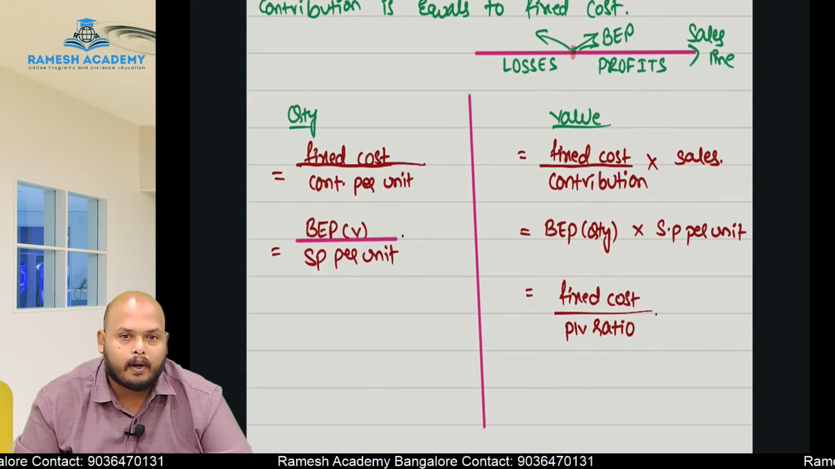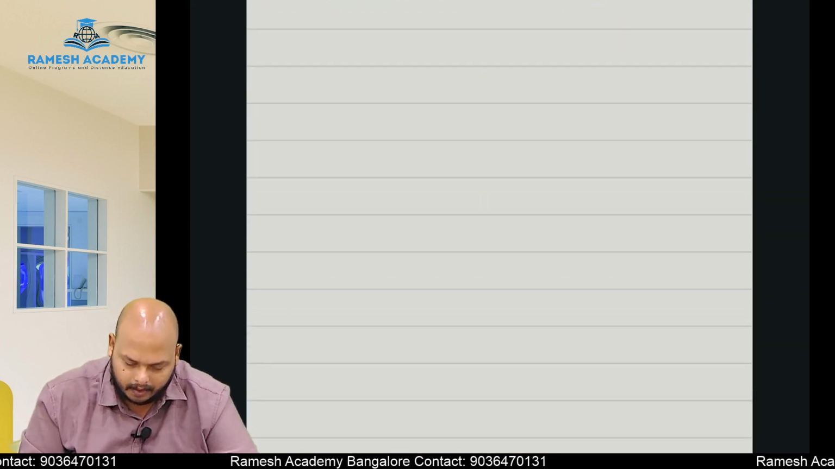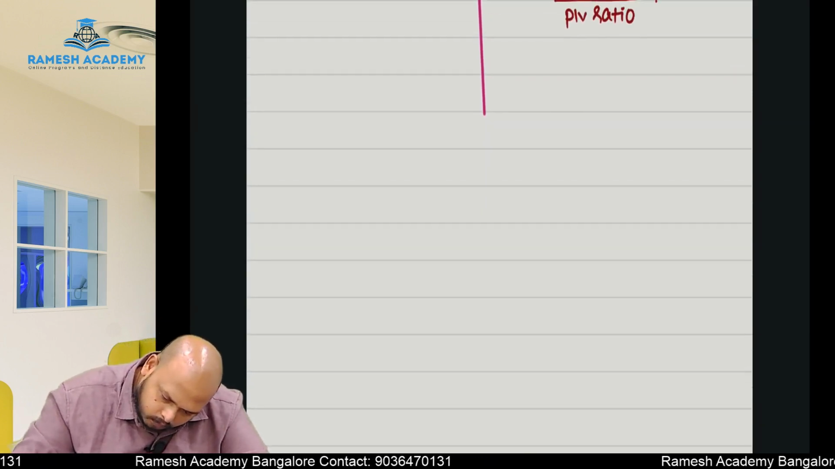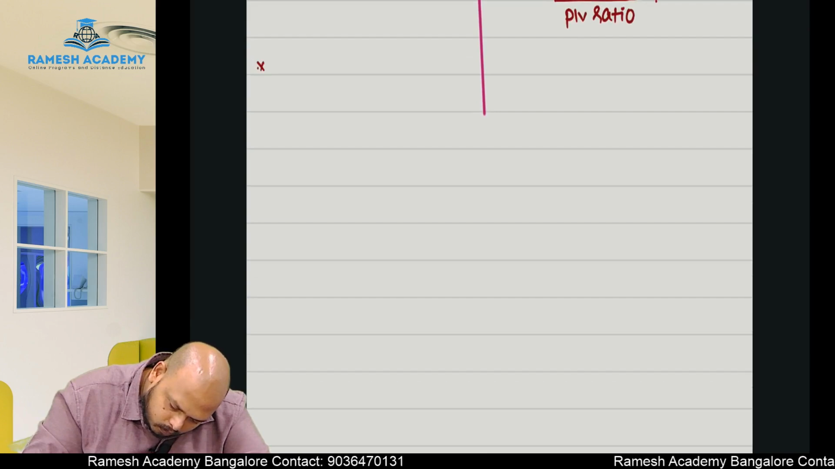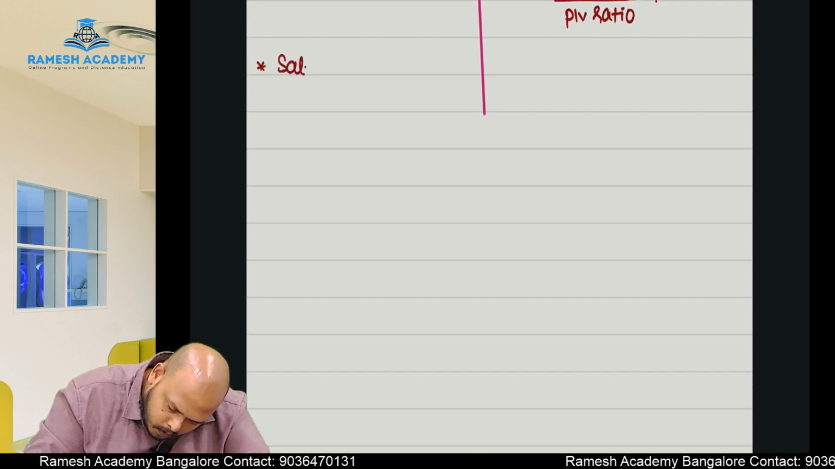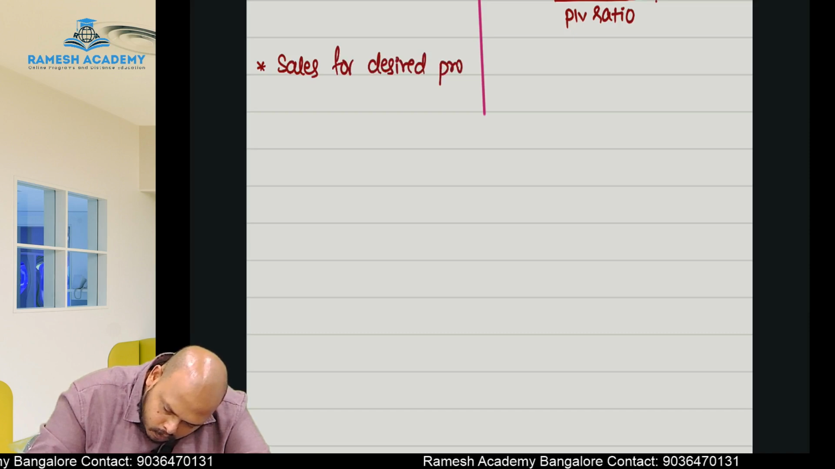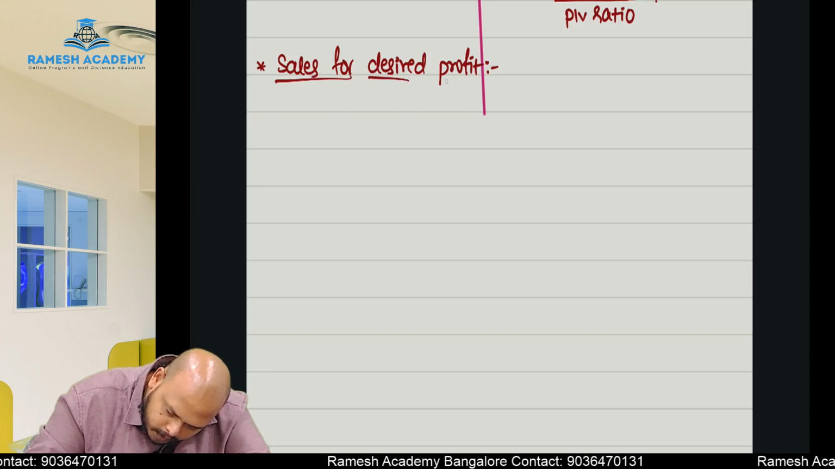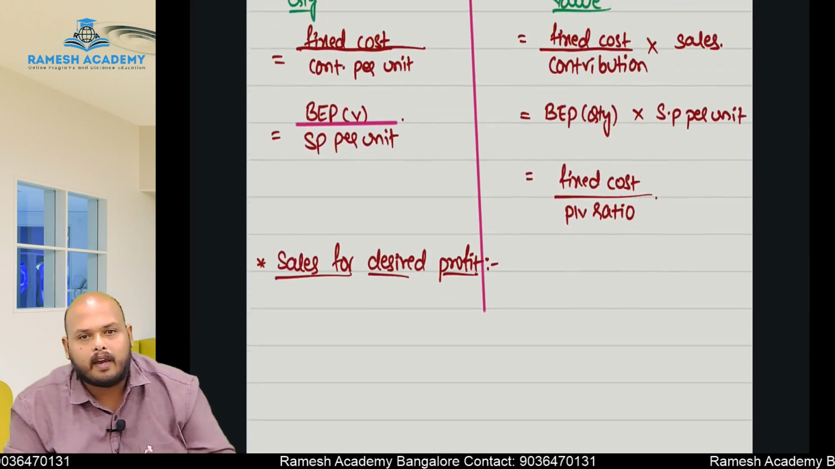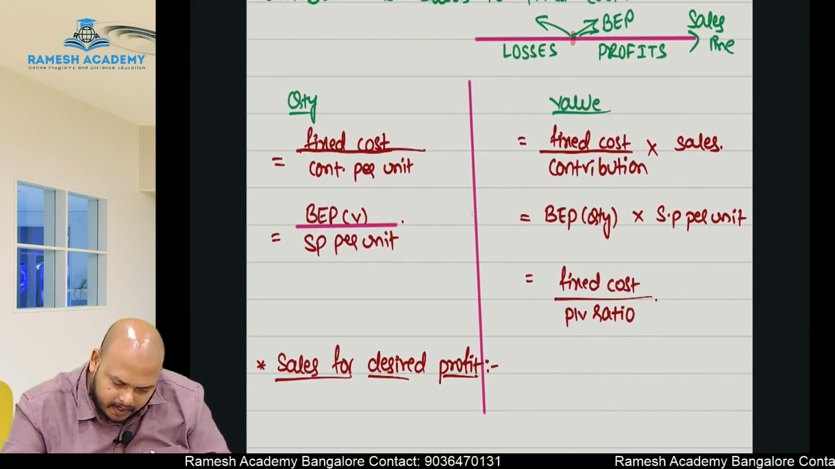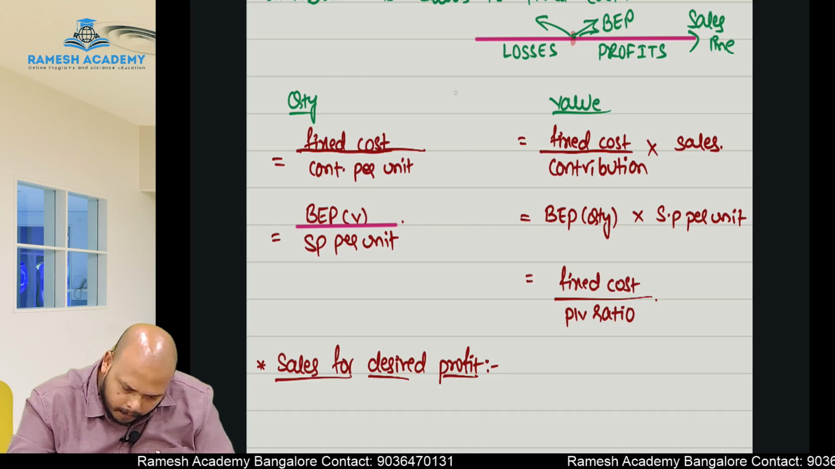After break even point, there is one small concept under this. The concept is sales for desired profit. So what is the formula we have? Sir, what do you mean by this sales for desired profit?